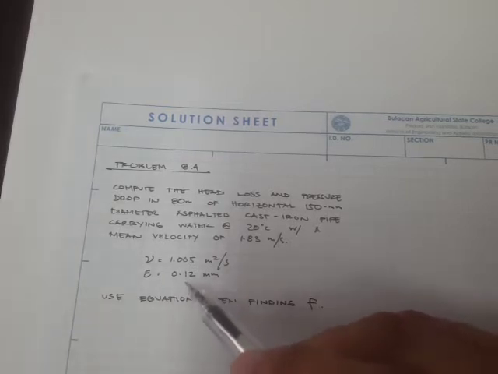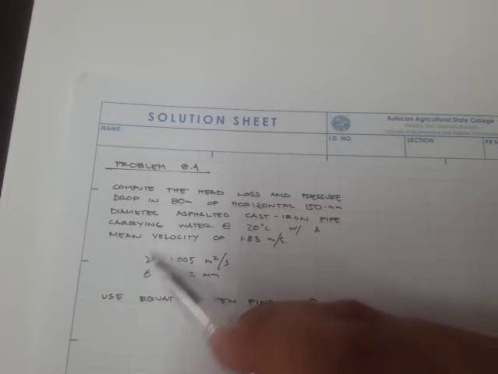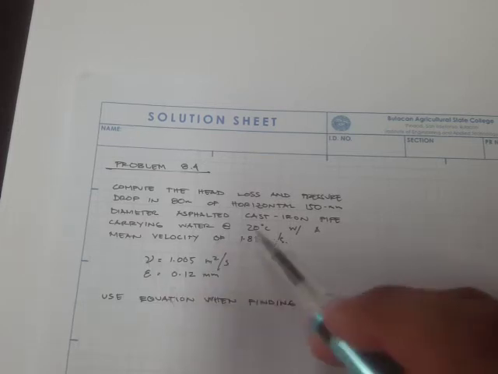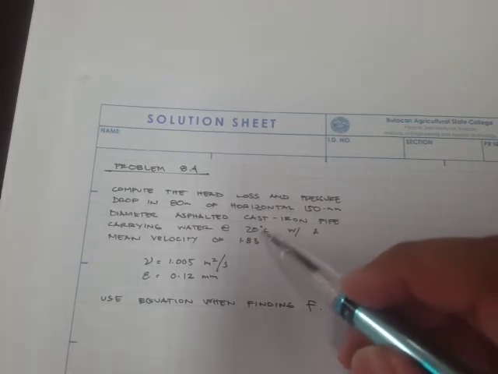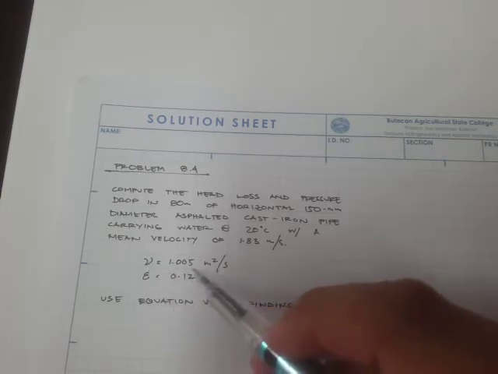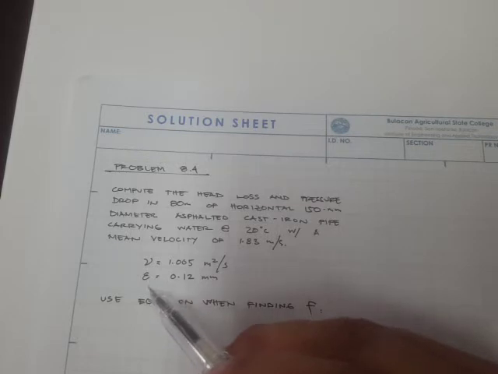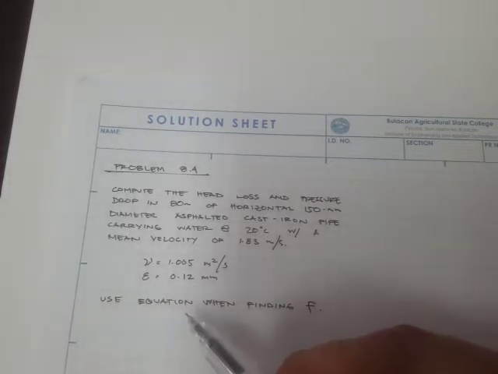Okay, so in case the problem doesn't give you any of these properties, then you can just obtain them from the tables or the textbooks. So you just have to find the fluid at that specific temperature. Okay, so this is the kinematic viscosity, 1.005 meters squared per second, and this one is the surface roughness of 0.12.